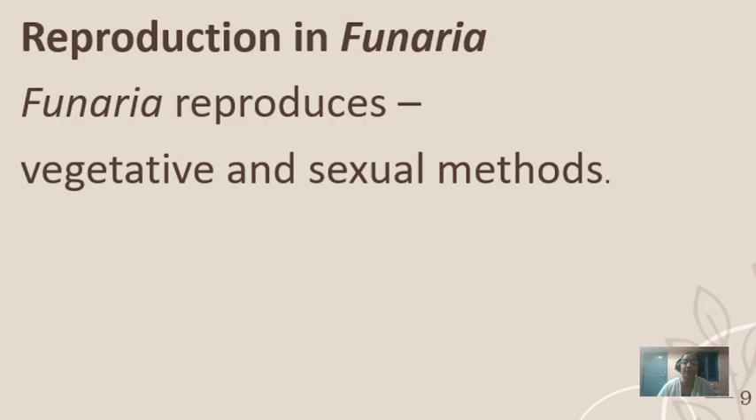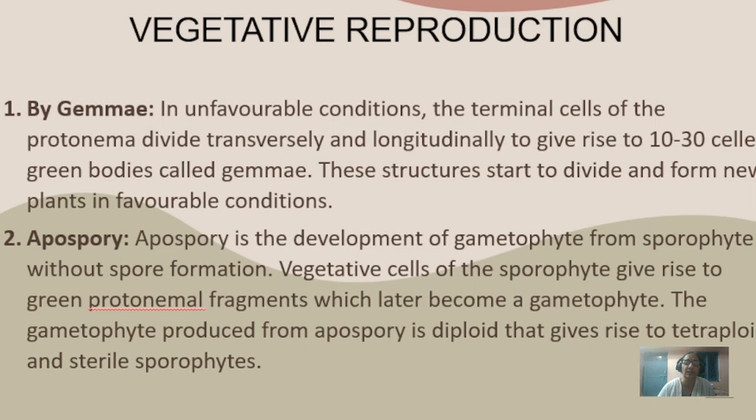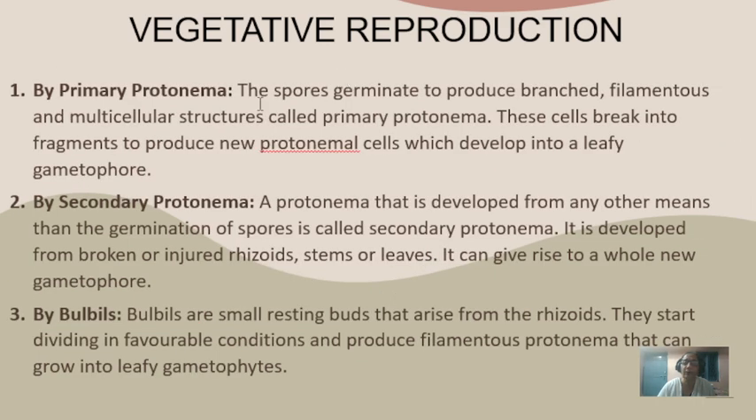Regarding the reproduction in Funaria, it takes place by vegetative and sexual methods. Vegetative methods include primary protonema, secondary protonema, bulbils, gemmae, and aspores. Here the spore germinates to produce branched filamentous multicellular structures called primary protonema. These break into filaments to produce new protonemal cells which develop into leafy gametophytes.